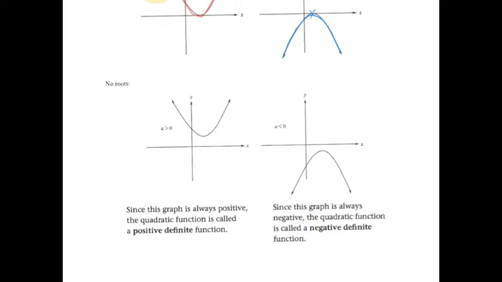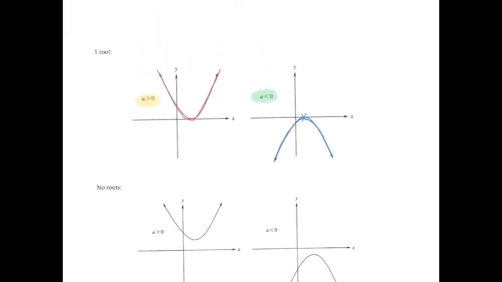Whereas on this side, one root, that means the discriminant needs to equal 0 because that whole square root part of the quadratic formula needs to go away. So I'm not adding or subtracting anything. Therefore, I only get 1 root. So that's when the discriminant equals 0. And so when a is bigger than 0, we're concave up and we look like this red one over here. And when a is less than 0, we're concave down and we look like that blue one.